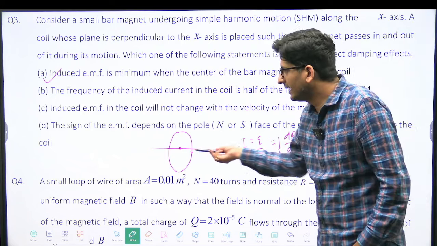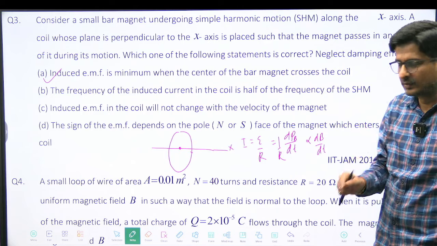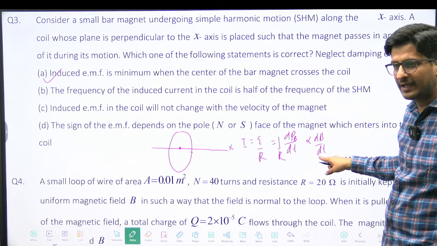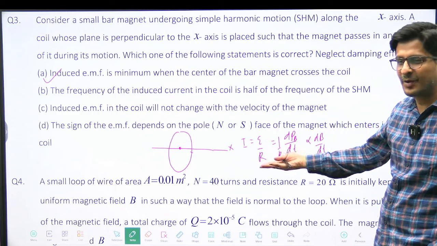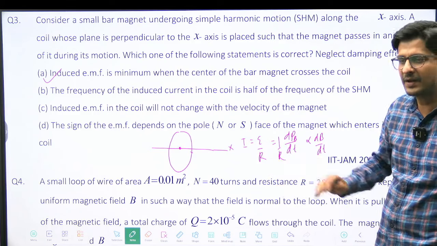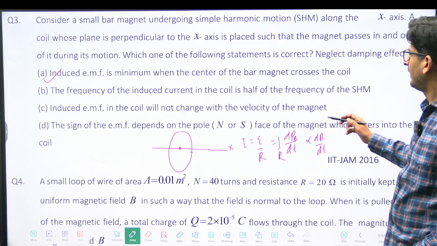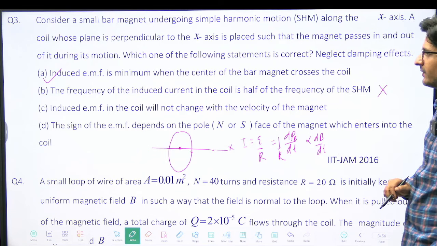So magnetic field B will be proportional to something like dB by dt, correct? And magnetic field is a function of distance. So if it is oscillating like this, suppose a small x, whatever derivative you take, for sine it will become cos, for cos it will become sine, for SHM. So that means frequency is not going to change. So that means this is wrong.